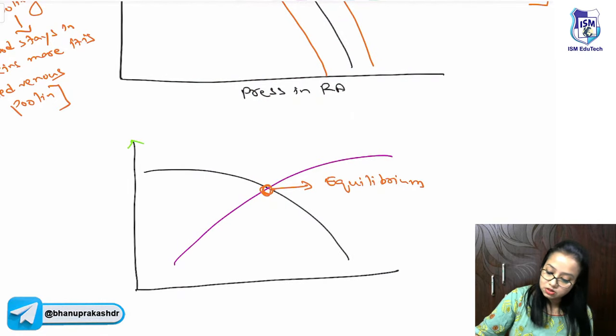So on the y-axis, what do we have? This is on the y-axis. If we are considering the black curve, that is the right side, it is the venous return.